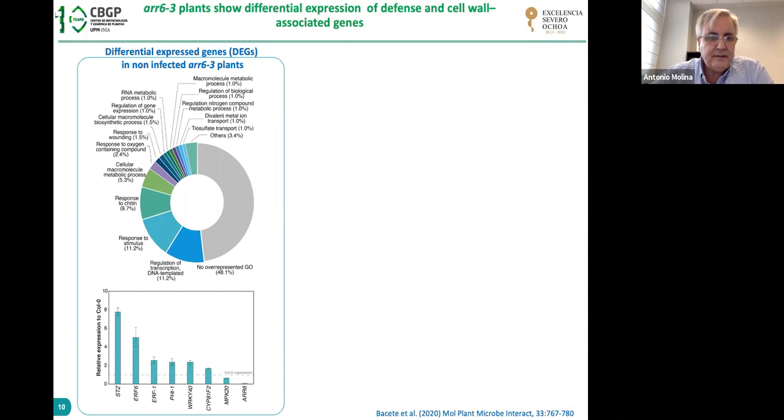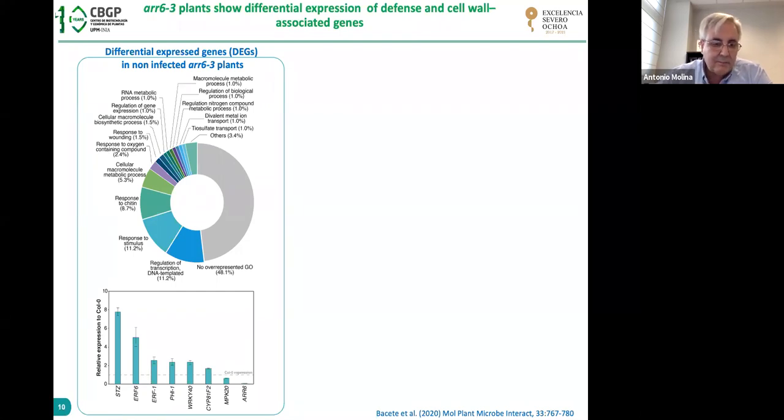So the next thing that we did was to perform a comparative transcriptomic analysis using Agilent arrays, and we identified around 205 genes in non-inoculated mutant plants that were differentially expressed compared to the wild type plant. And interestingly, a significant number of these genes belong to gene ontology families that are related with defensive response, like response to chitin and response to other stimulus, indicating that in this mutant there is in some way some constitutive activation of immune response in comparison to wild type plant.